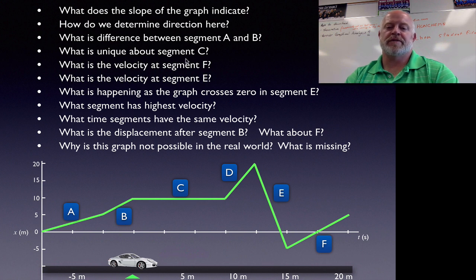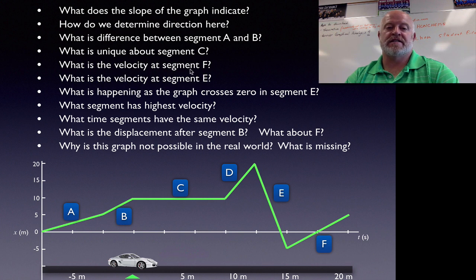So what's unique about segment C? Okay. So we see no slope. No slope means no velocity. It's not moving. Anytime you have a horizontal line when you're graphing position, you're not moving. Okay. Because your position is not changing, but time is ticking away. You could say that the slope is zero, and 0 meters per second is not moving.